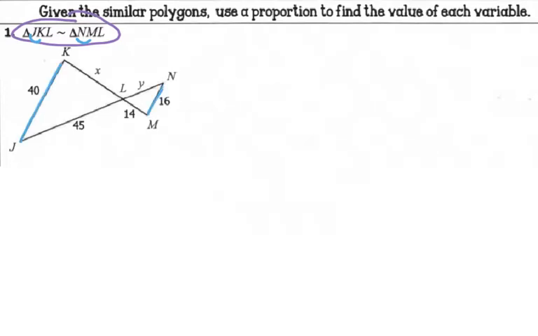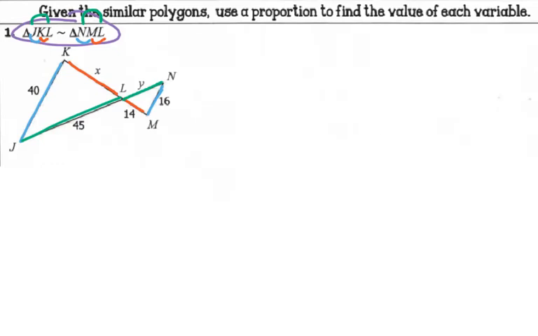So I think it would be helpful if you had 3 different highlighters to highlight these sides that correspond. Next we have KL that corresponds to ML. So I'm going to highlight KL and ML. And last we have JL, and that is corresponding to side NL. So JL and NL. Okay, so now that we have everything corresponding, we can see which sides match up.